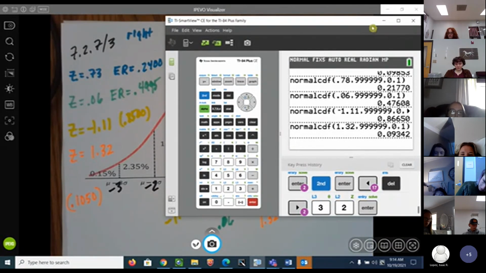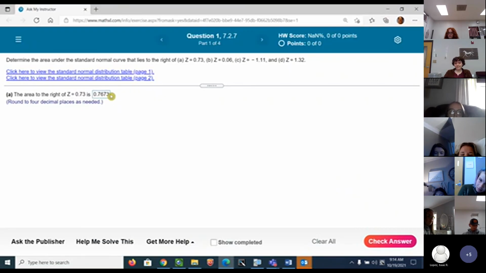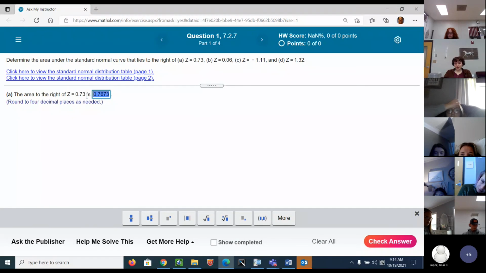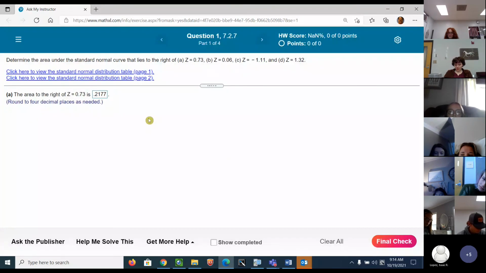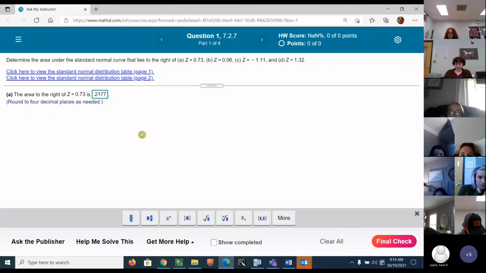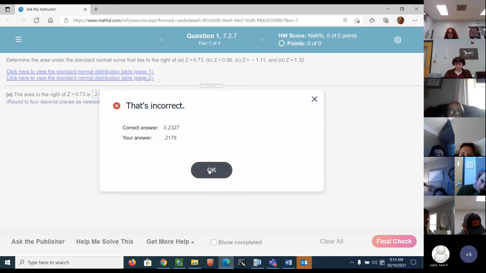So let's type them in. The first one is 0.2177. Try again. 0.73. I don't know what they want. Let me type in an 8. 0.2327. I must have typed something in wrong. Let's check that one.